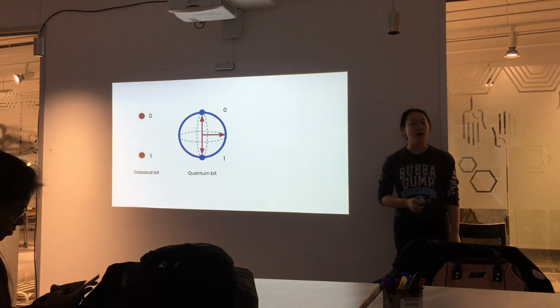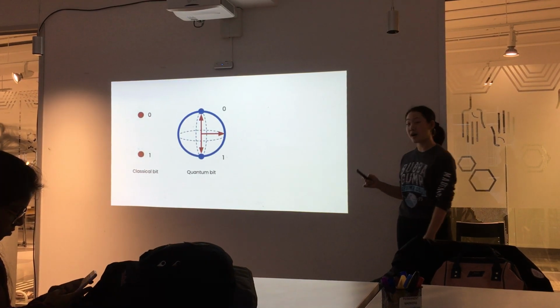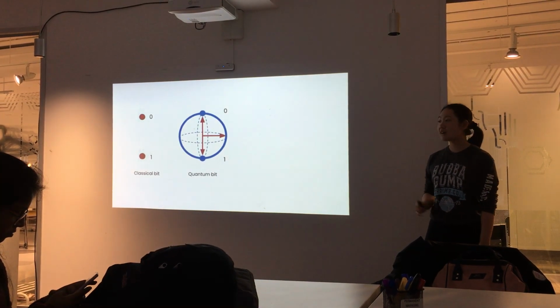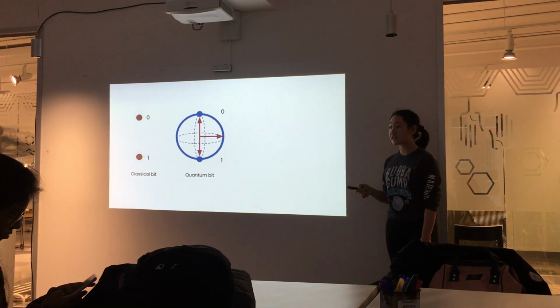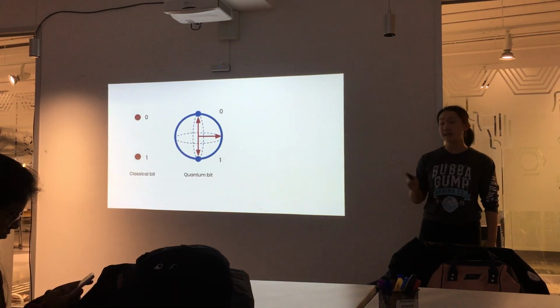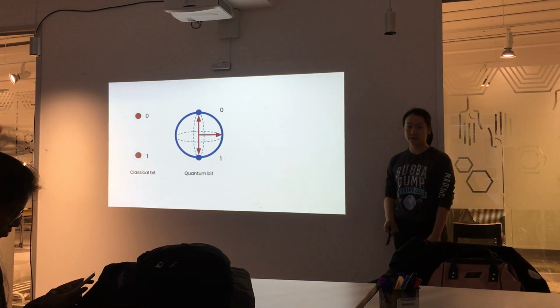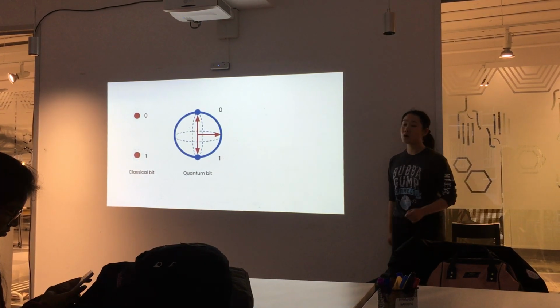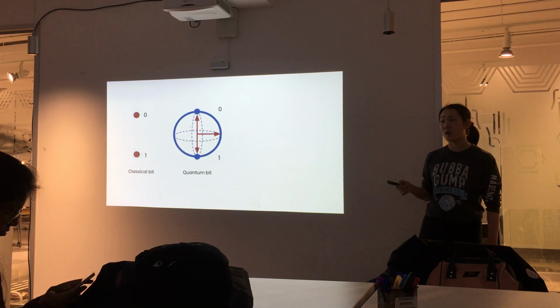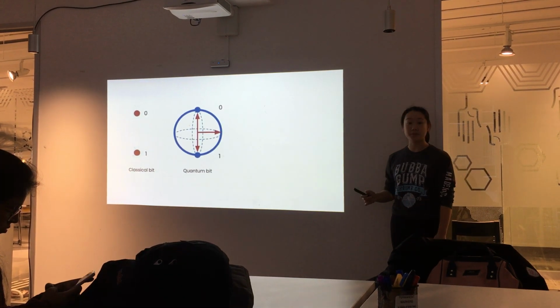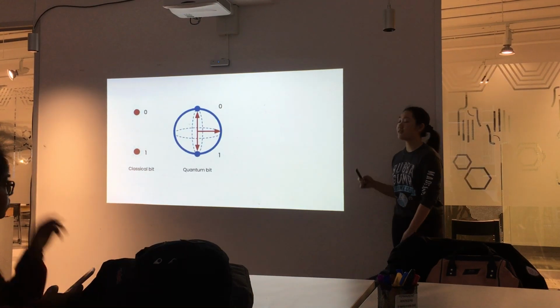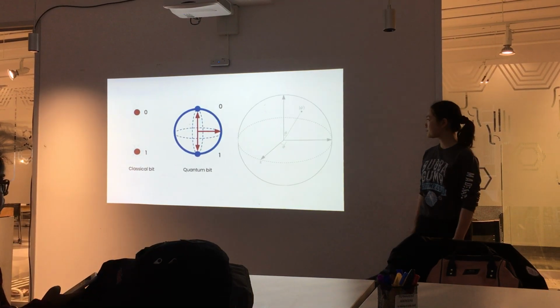For example, if I wanted to double the computational power of a classical computer, I have to double the amount of total bits. So a 256-bit computer is twice as powerful as a 128-bit computer. However, for a quantum computer, I only need to add one more qubit. So an 8-qubit quantum computer is twice the computational power of a 7-qubit quantum computer.